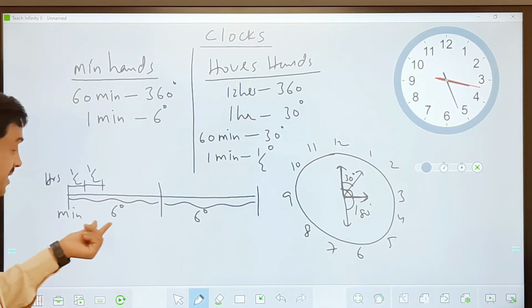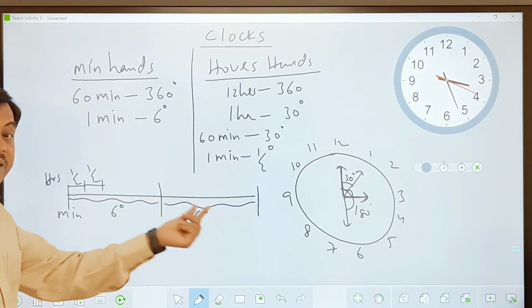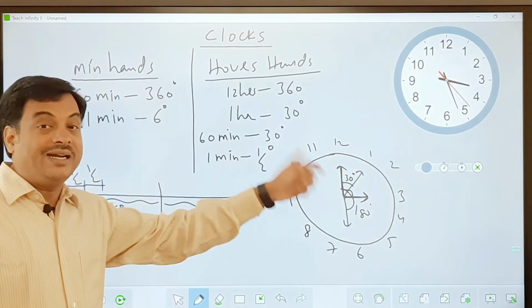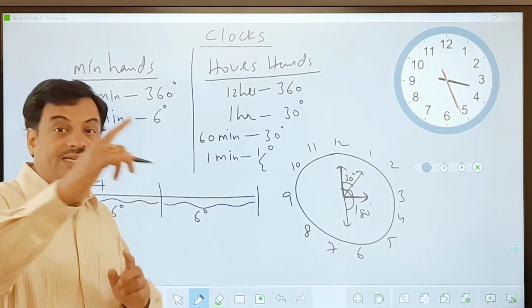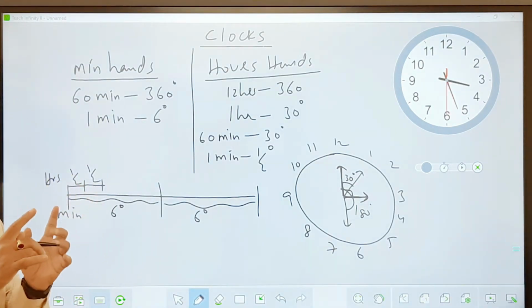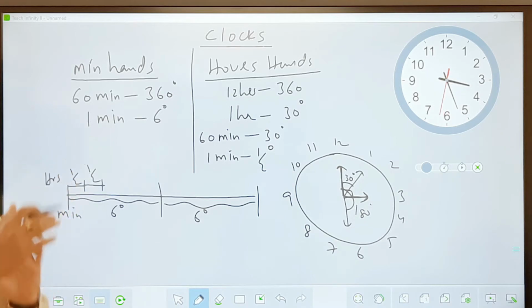So every minute, the minute's hand will cover 6 degrees. Second minute, it will cover another 6 degrees. Third minute, again it will cover 6 degrees, and like that it goes on happening, 6 degrees it will move further. And in the same direction, the hour's hand is also moving half a degree every minute.